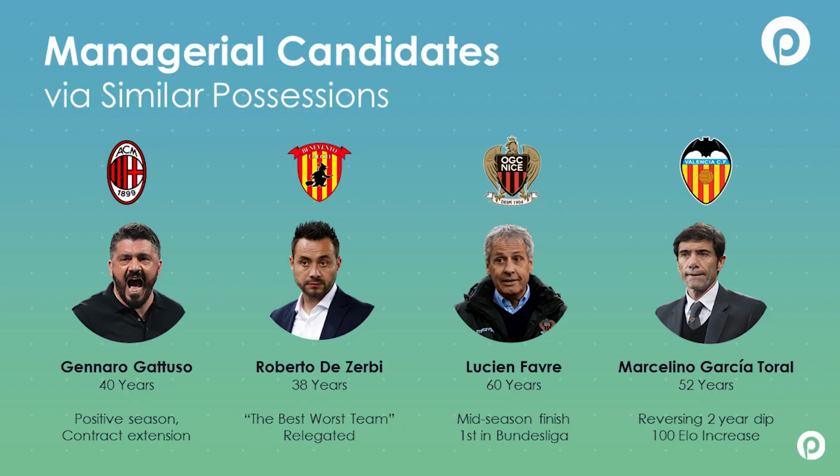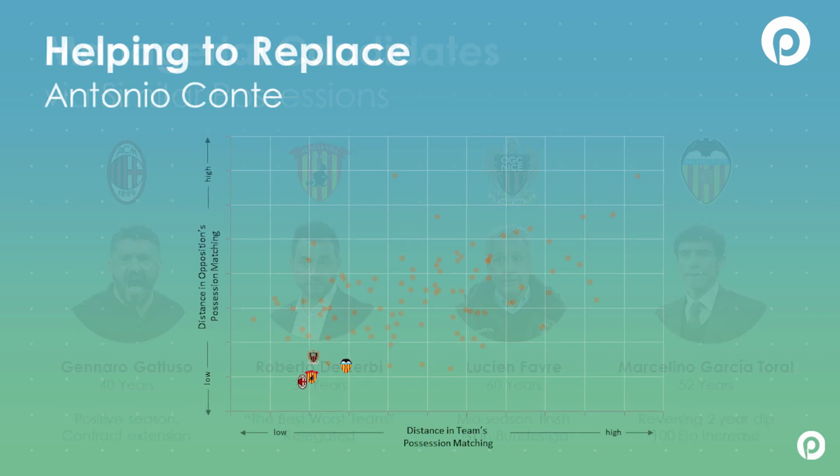Lucien Favre, who's obviously doing pretty well this season. And then Marcelino Garcia Toral, who's reversed Valencia's big dip in their ELO rating. There was a long fall, and he's reversed that. And last season had a big step of 100 ELO points. So he's had a pretty decent season. So these are managers that match well.